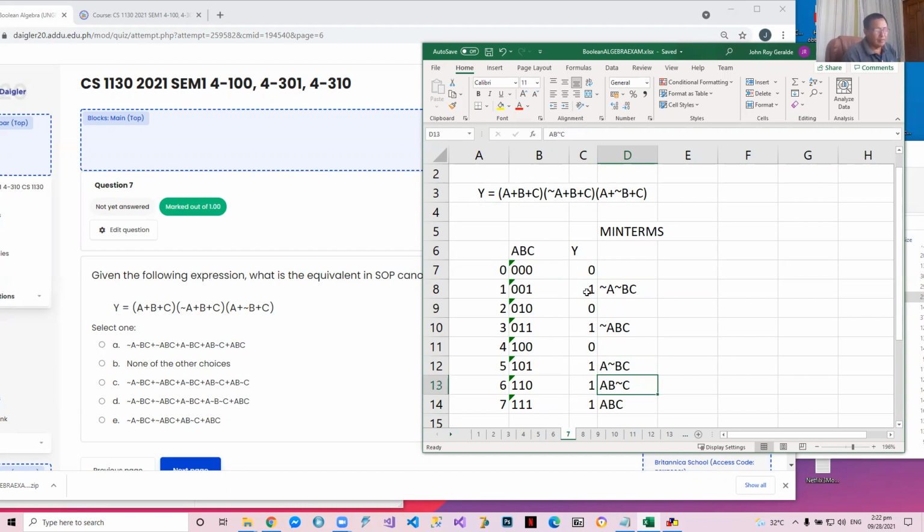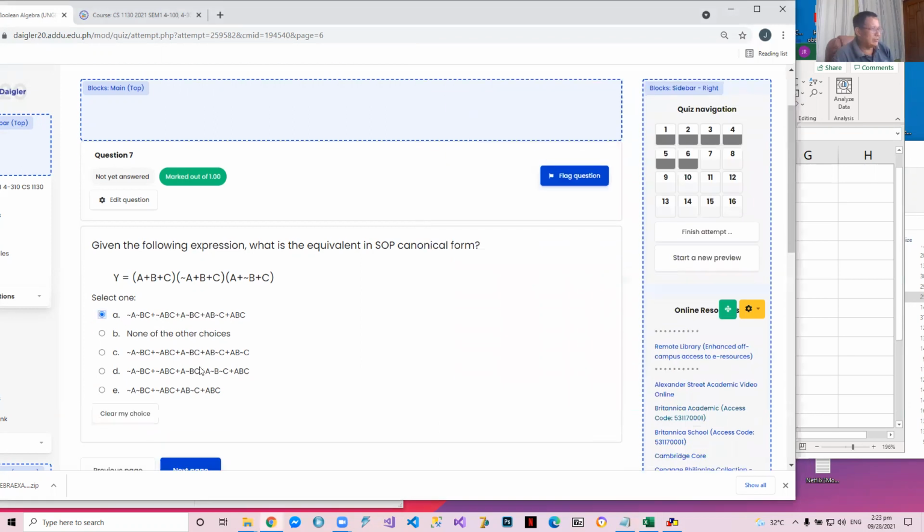So normal tayo dito na because we're looking for minterms. A, B, not C, and this is A, B, C. So let's pick the answer. We have 1, 2, 3, 4, 5. So not A, not B, C. Not A, B, C. A, not B, C. A, B, not C, and A, B, C. So letter A is the correct answer, okay?